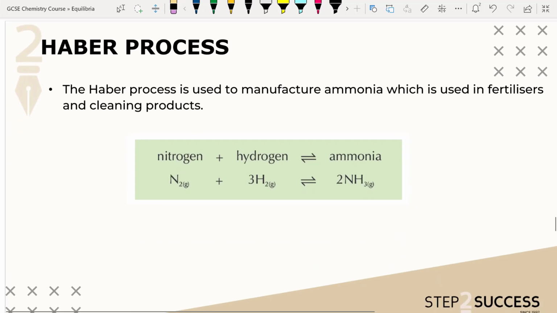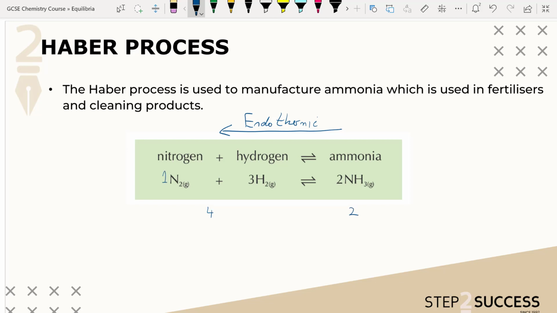And that takes us on to this Haber process again. As I say, it's used to manufacture ammonia, which is used in fertilizers and cleaning products. So this is the word equation, this is the symbol equation. Now I can tell you, even though it doesn't say it here, that this is endothermic in this direction, and therefore exothermic in the other. And as you can see, if we count, there are 4 molecules on this side, 1 there and 3 there, and 2 on the other side.